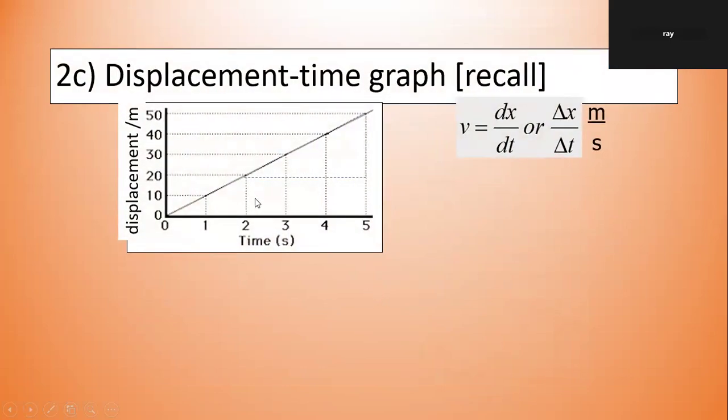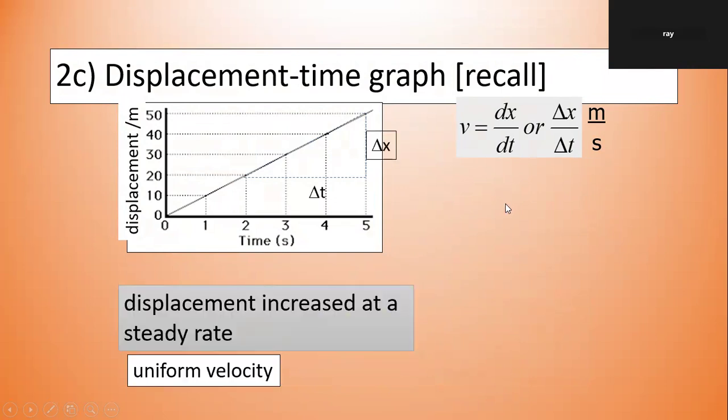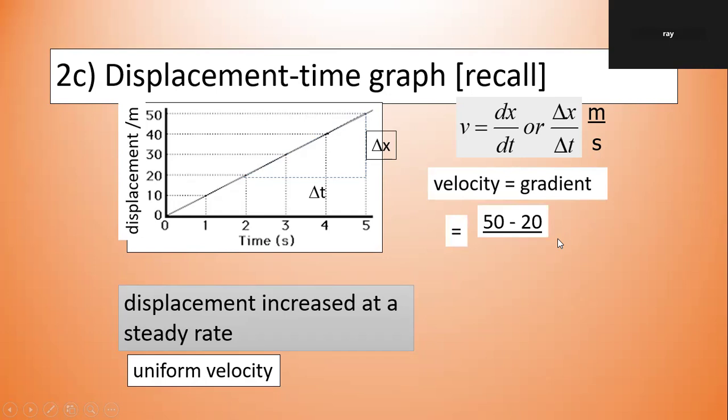Displacement time graph. Just review your displacement time graph. Velocity is obtained from the gradient. In this case, it's a straight line graph, so displacement increases at a steady rate. We call it uniform velocity. Velocity equals the gradient. So in this case, we take this triangle to find the gradient: 50 minus 20 over 5 minus 2, so it's 10 m s^-1.